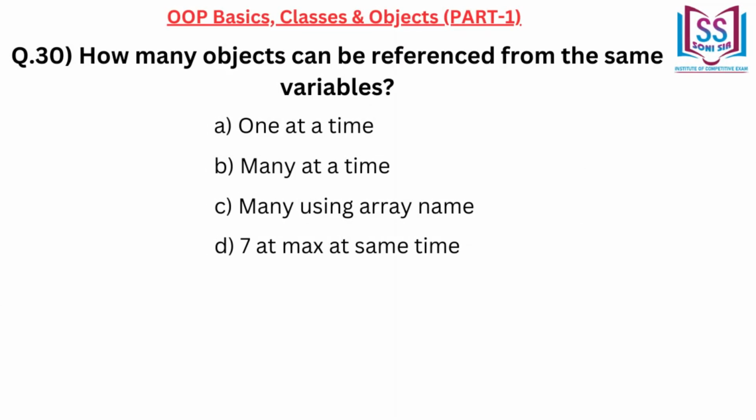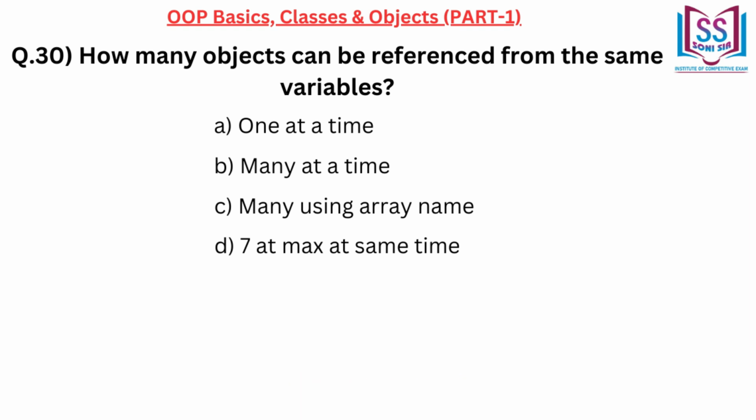How many objects can be referenced from the same variable? A. One at a time. B. Many at a time. C. Many using array name. D. 7 at max at same time.